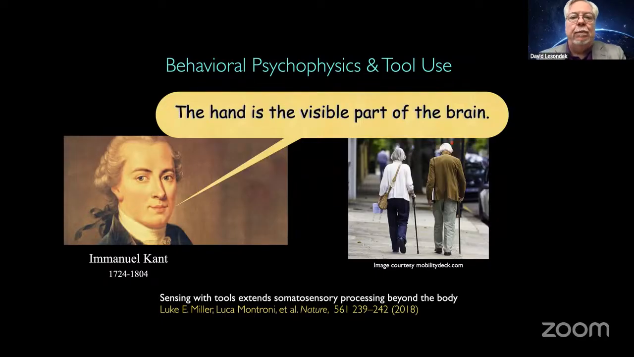So let's talk a little bit more about the nervous system and tool use, because if you're an acupuncturist, well, that needle is a tool, is it not? Now, the philosopher Immanuel Kant said the hand is the visible part of the brain. So think about when you're walking with a cane, you can feel what's going on the ground, through the cane, in your hand. Have you thought about how amazing that is? Because what's in the cane that you can feel it on the ground? There's nothing. There's no nerves in the cane. What is that about?